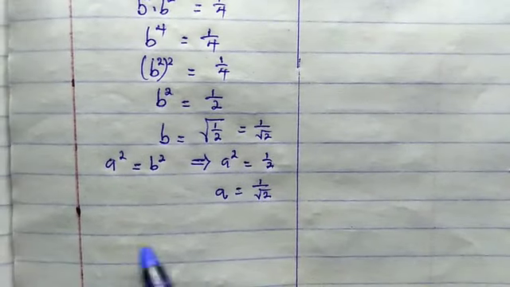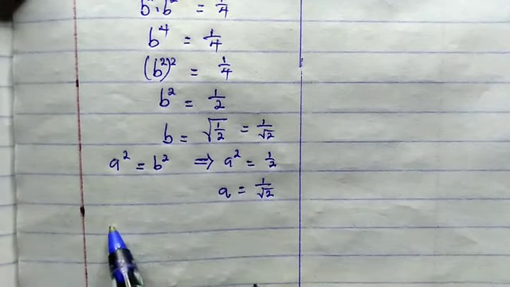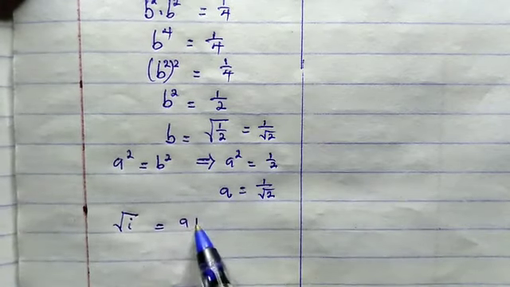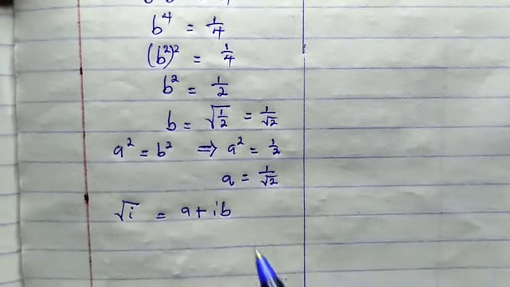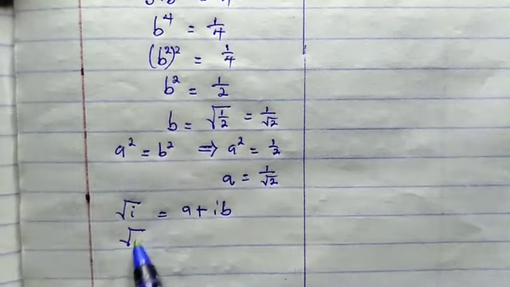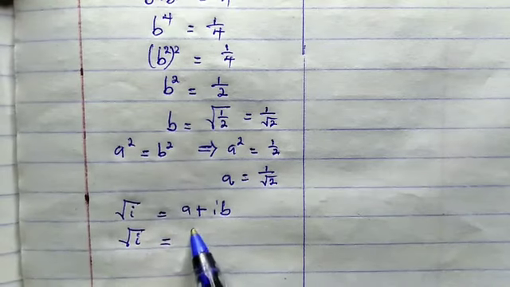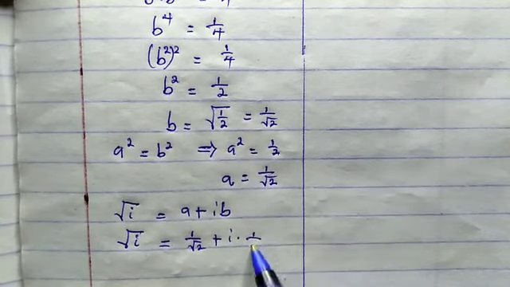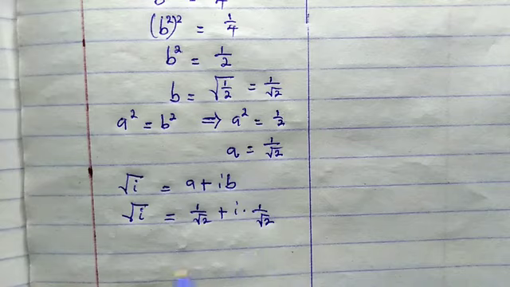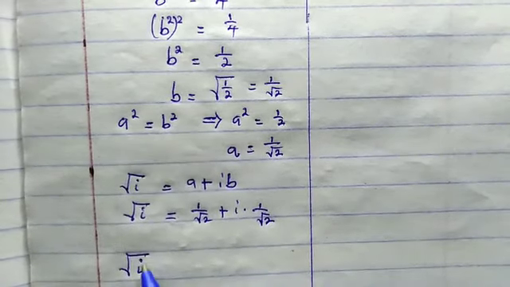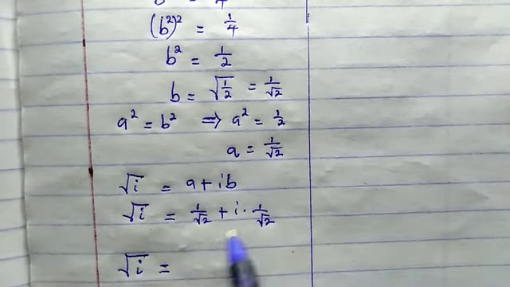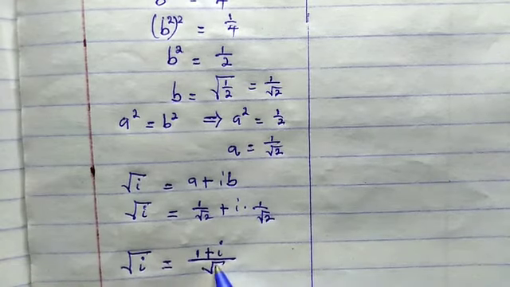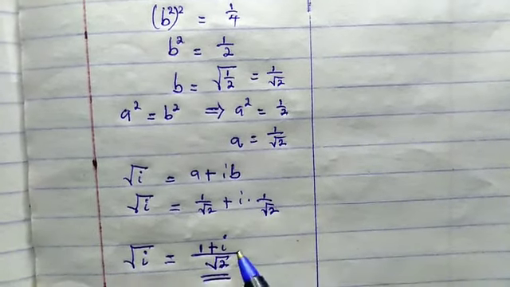Now, let us recall that earlier we assumed that the square root of I is equal to A plus IB. And here we have the values, so we can now deduce that the square root of I is equal to A, 1 over root 2, plus I times B, 1 over root 2. And simplifying this, we have the square root of I is equal to 1 plus I all over the square root of 2. And this is the right answer.